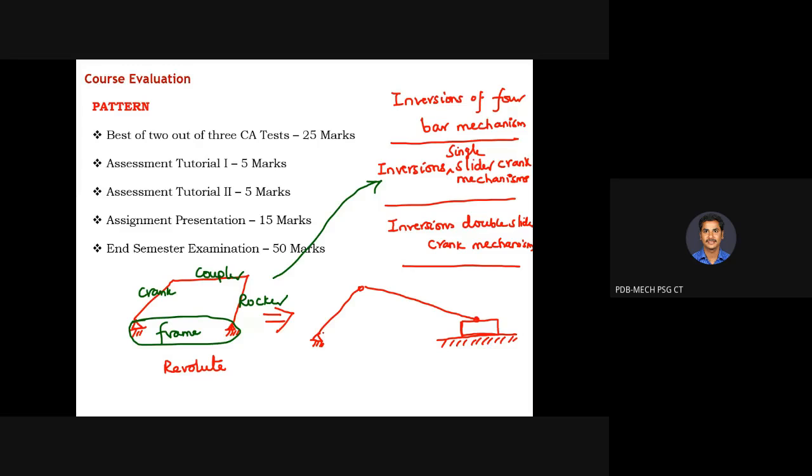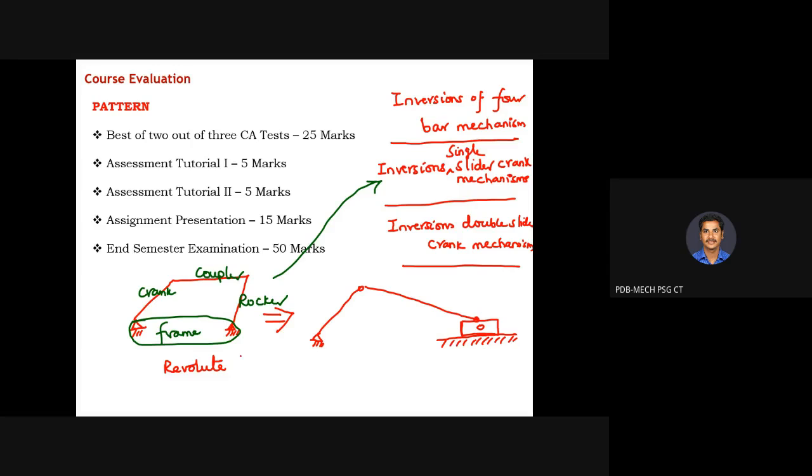In the single slider mechanism, I just replaced the rocker with one slider. Now tell me what type of pair it is between the frame and the slider? Higher pair, sir.